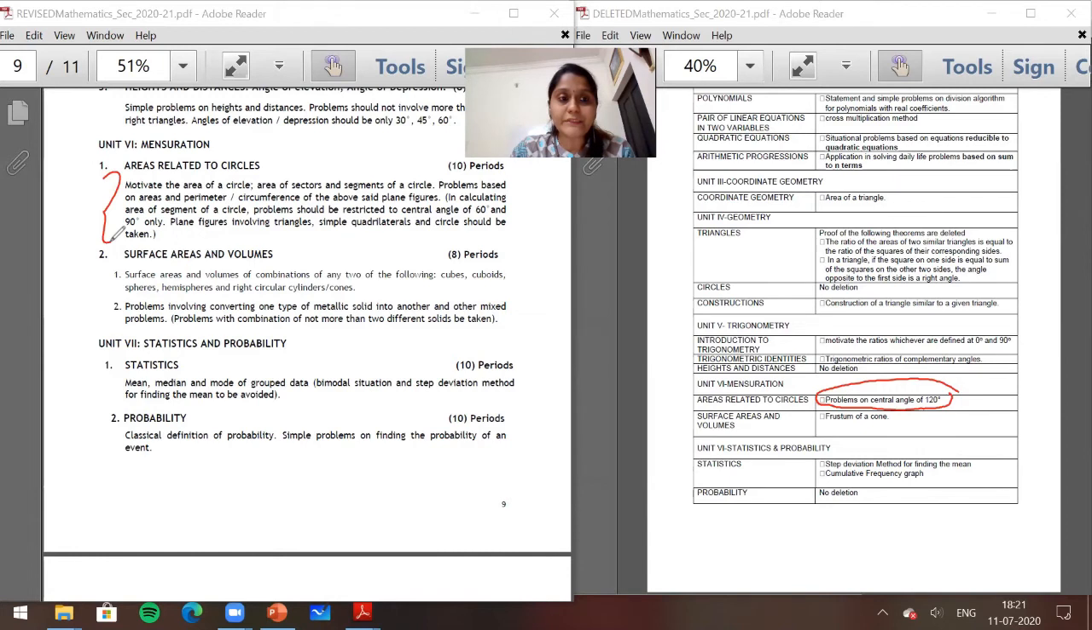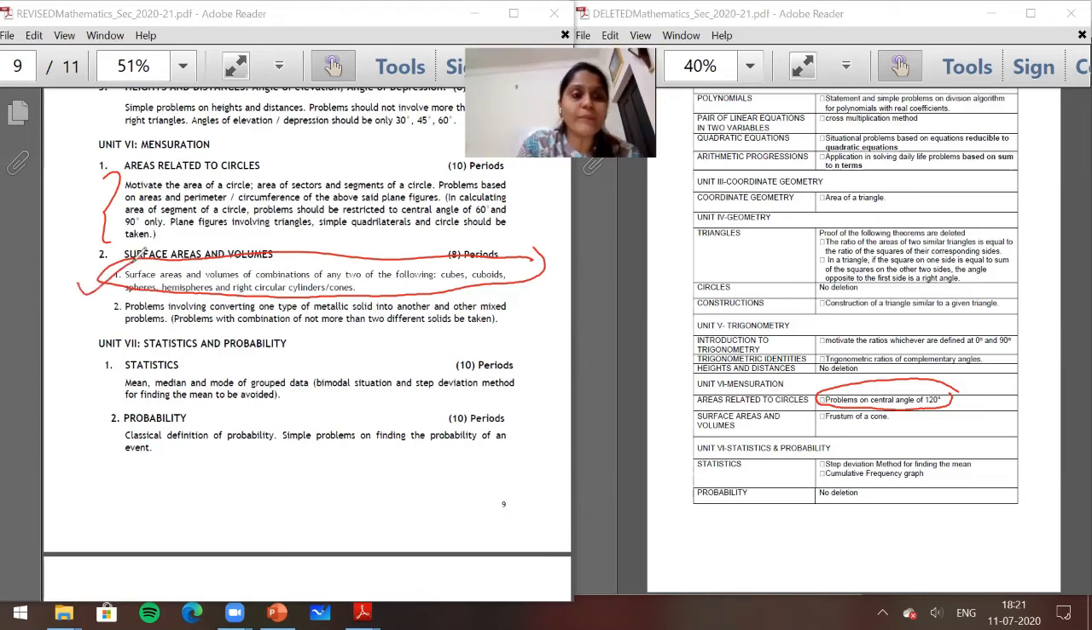Now the next chapter, chapter number 13, surface area and volume. The crux of the chapter has been deleted. What is remaining is your total surface area, curved surface area, and volume of all the 6 figures that you have already studied in your 9th grade: cube, cuboid, cylinder, cone, hemisphere, and sphere.